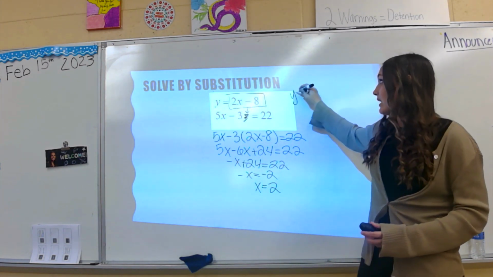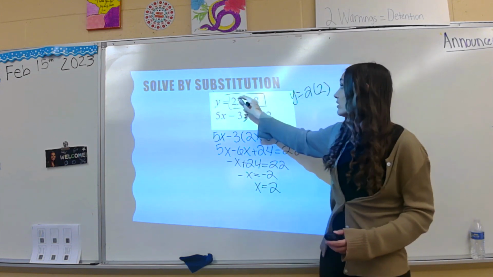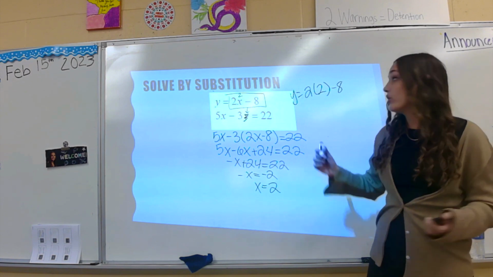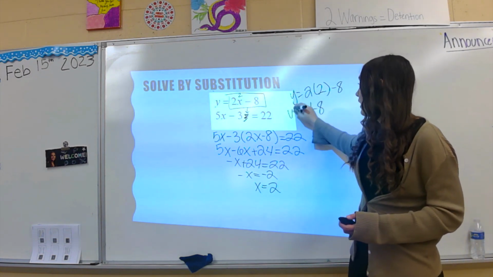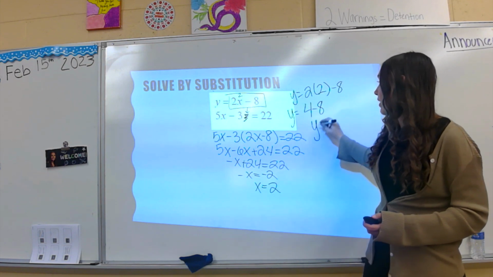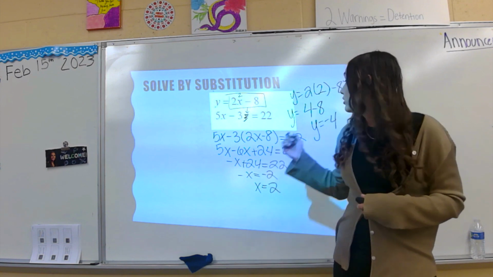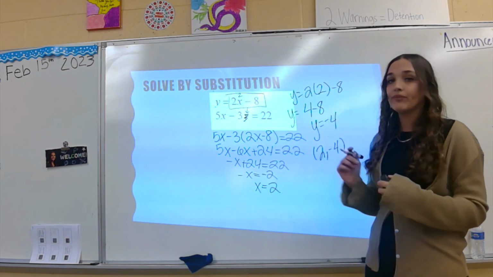I get y equals, our x is 2. So I'm going to plug 2 in for x, minus 8. I'm going to do 2 times 2 is 4, minus 8, and that's my y value. So my y is negative 4, and we always have to write it as an ordered pair. So my final answer is going to be 2, negative 4.